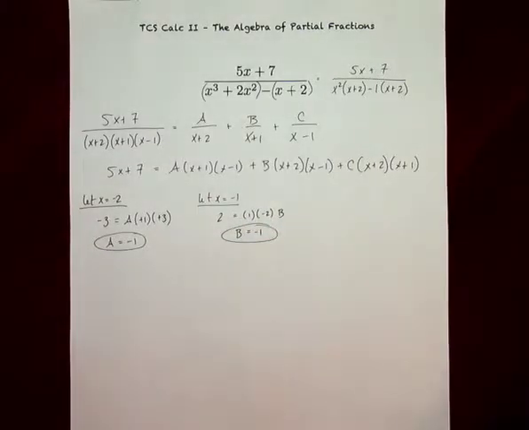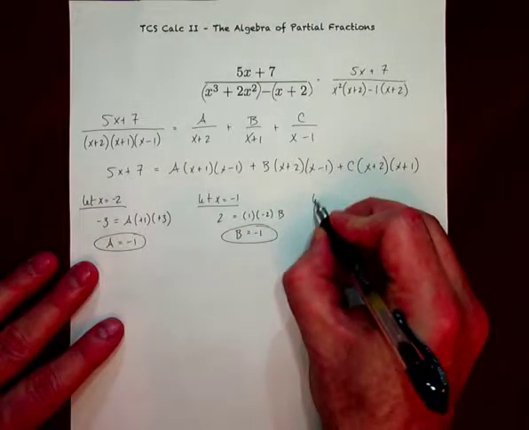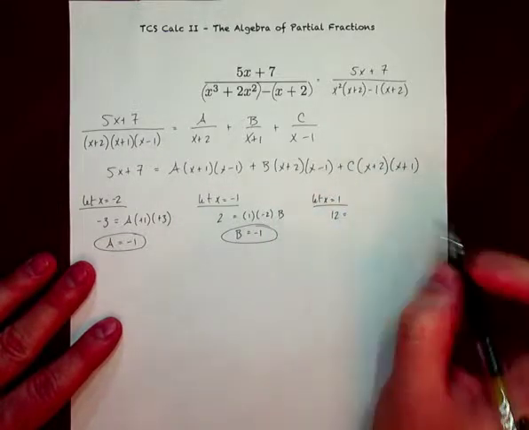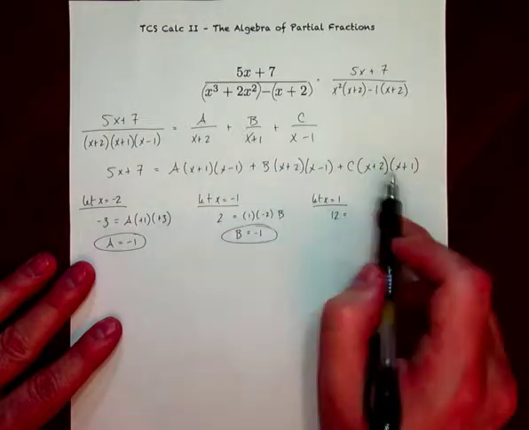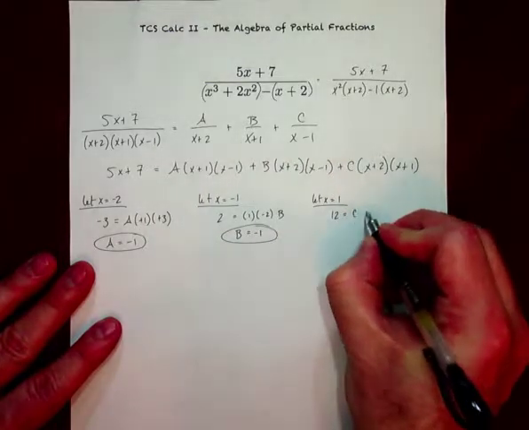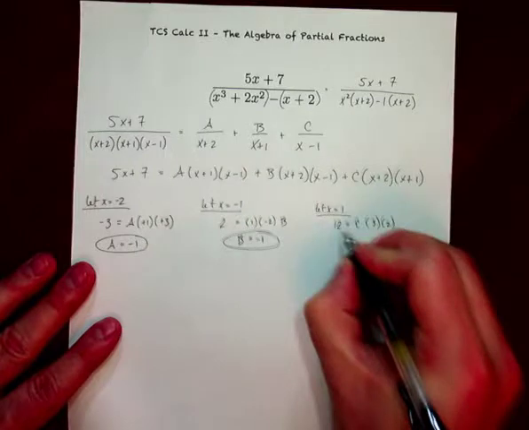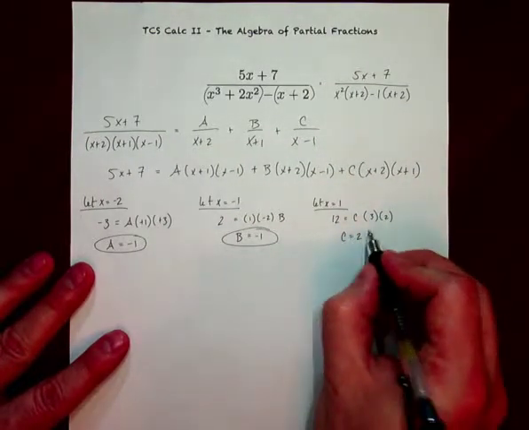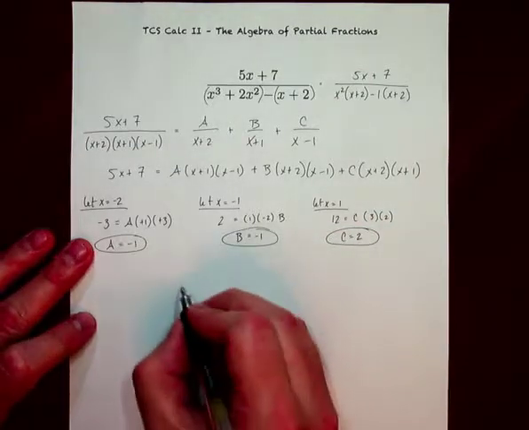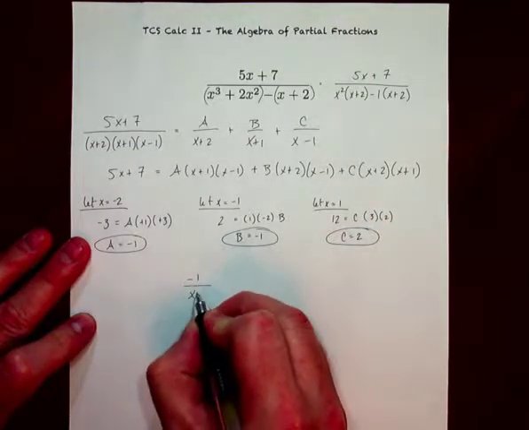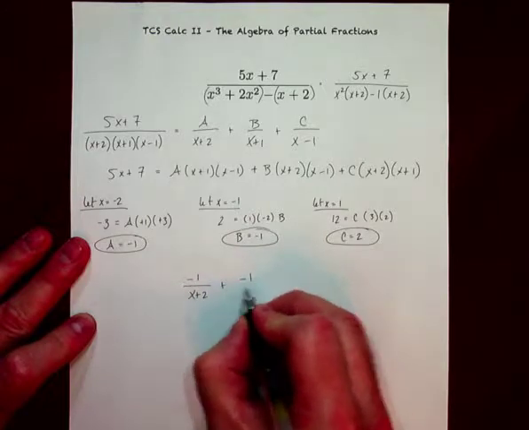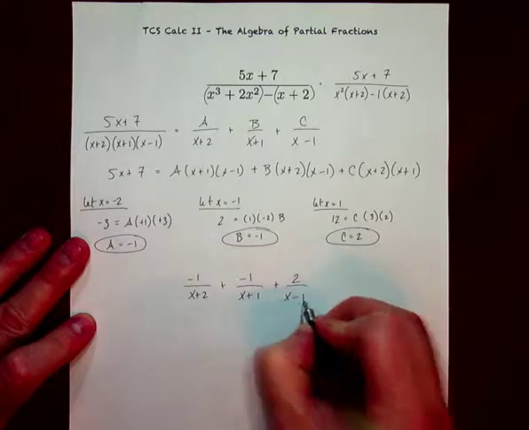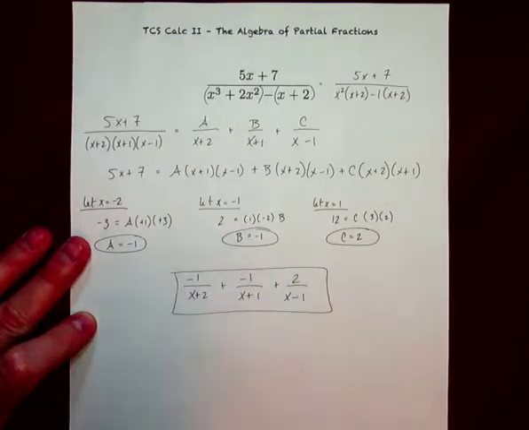Okay. Let's go ahead and let x equal +1. And that winds up being 12. And that's going to cancel out both of these. And all we're going to get is here. So it's going to be C times 3 times 2, so that's going to be 6C is equal to 12, or C is equal to 2. And therefore, what we have here is -1 over x plus 2 plus -1 over x plus 1 plus 2 over x minus 1, and that is our decomposition.